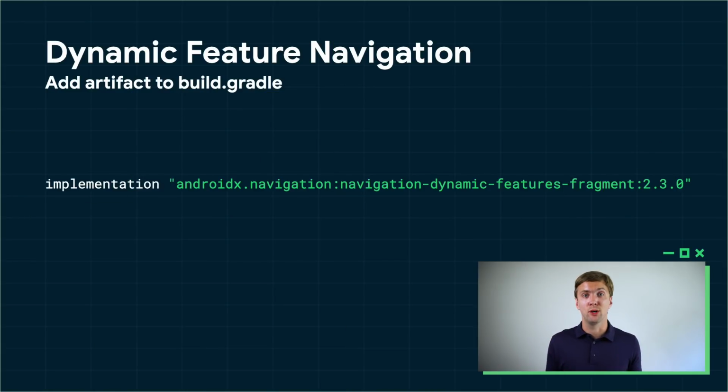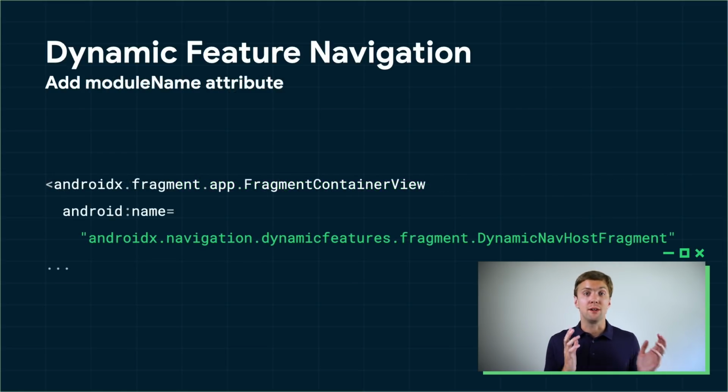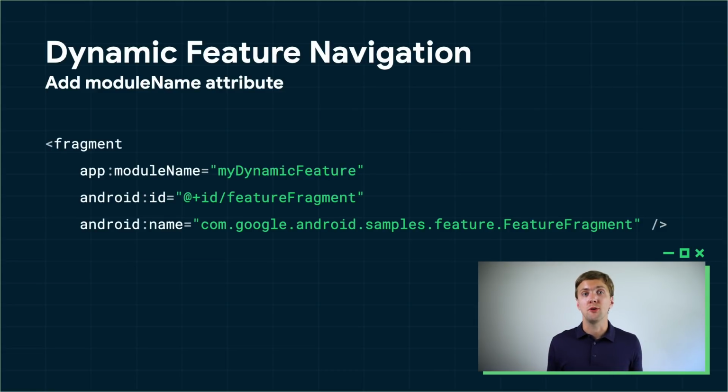If you're already using a nav host fragment, adding support for destinations provided by a dynamic feature module involves just a few steps. First, add the navigation dynamic features fragment artifact to your build.gradle file. Then swap out your nav host fragment for a dynamic nav host fragment. With only those two changes, you can now add destinations from dynamic feature modules to your navigation graph. Just add the module name attribute, and navigation will take care of installing your module, if needed, before navigating to your destination via a progress destination. Loading a whole navigation graph is also supported via the include dynamic tag.